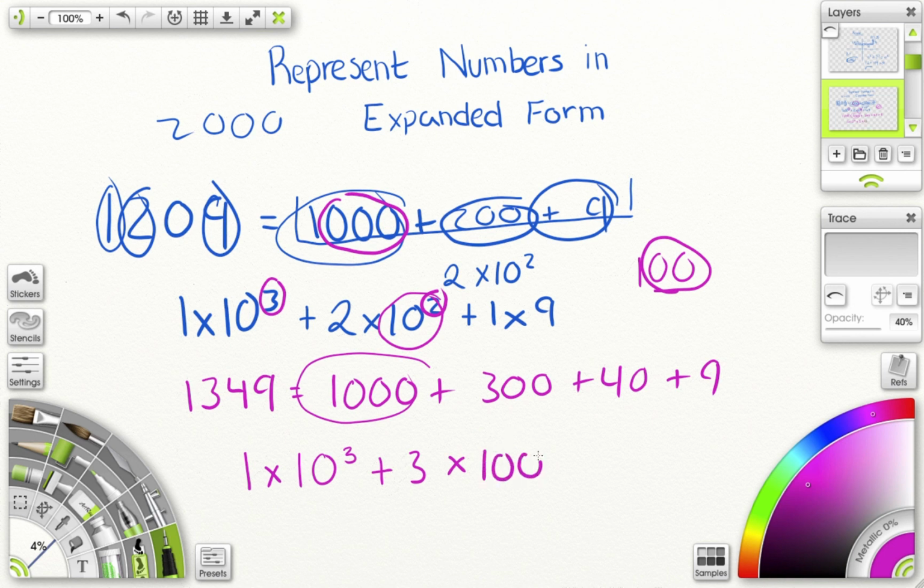Times 100. If you would like, by the way, you can also put these in brackets just to separate them. So I know that this is my 1,000. This is my 300. Now I do my 40.